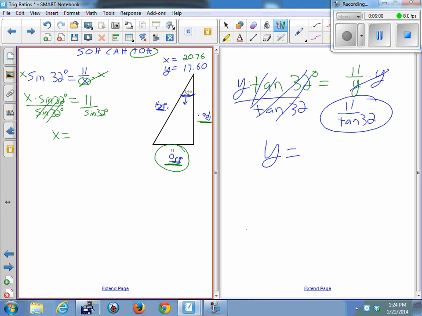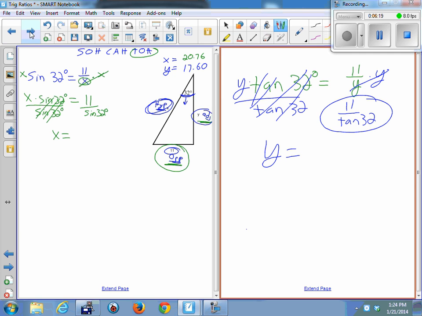Okay, one thing you always want to check when you're done is you want to make sure, is my hypotenuse the largest side? So we have 11, this one is 17, this one's 20. So you can make sure that you didn't make any mistakes in the middle.